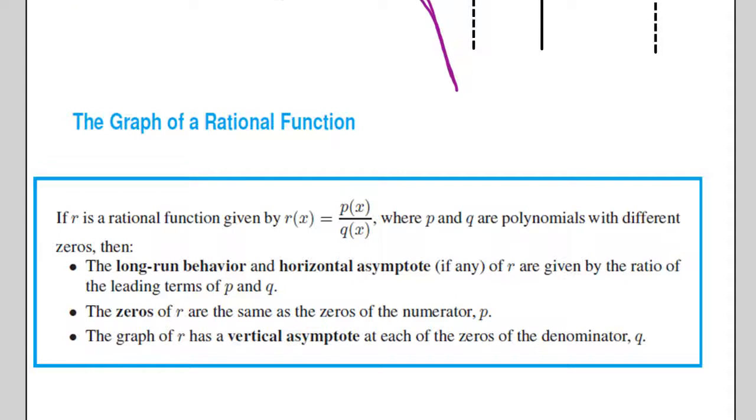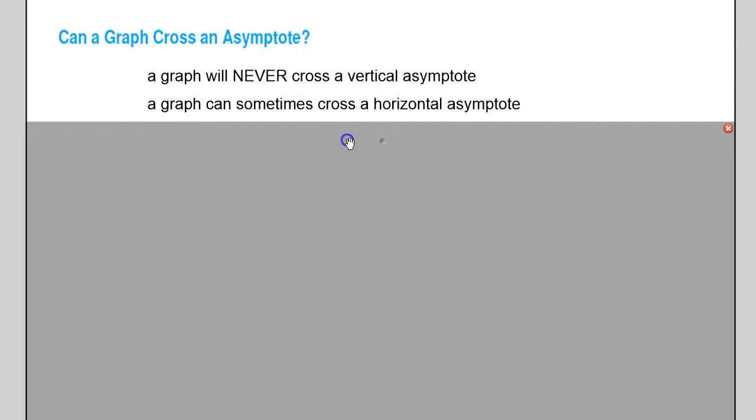Now, some of you may ask some questions, and we're going to take advantage of some of the questions you may ask. Number one, can a graph cross an asymptote? Well, for a vertical asymptote, never. But for a horizontal asymptote, sometimes, okay? And I'm going to show you a case where it can.